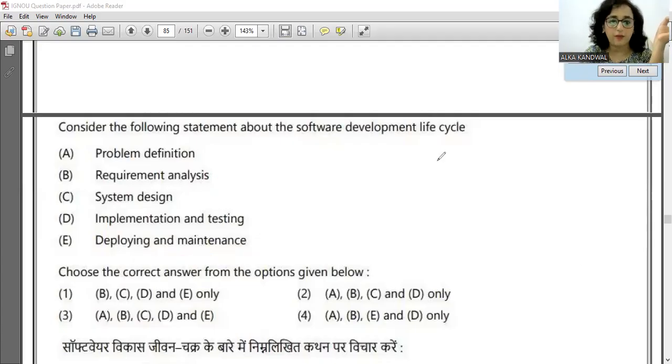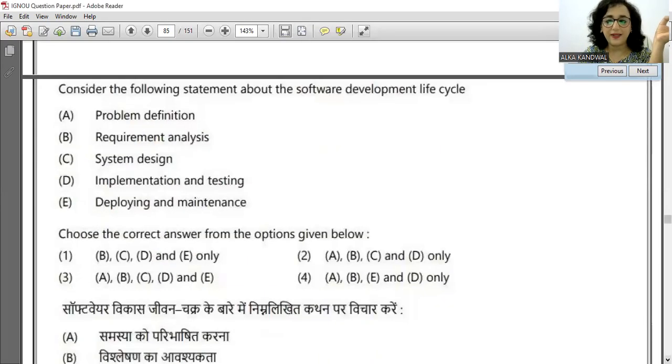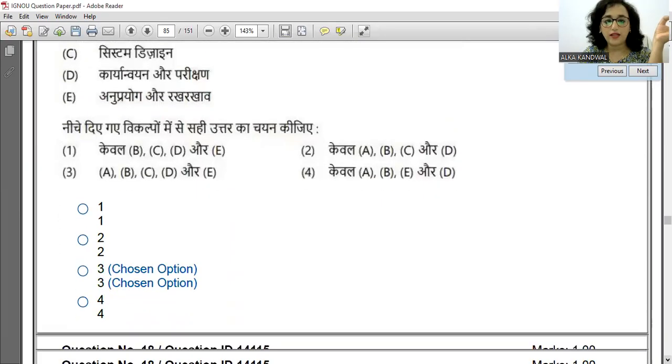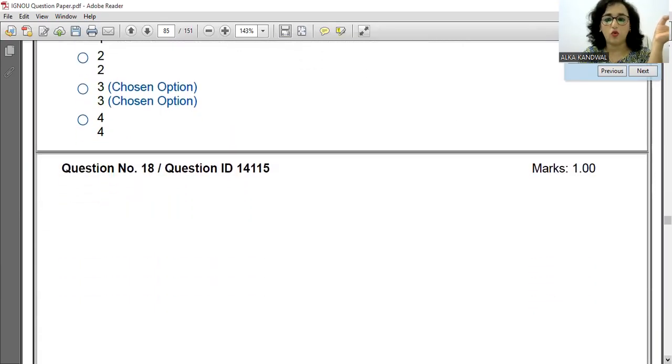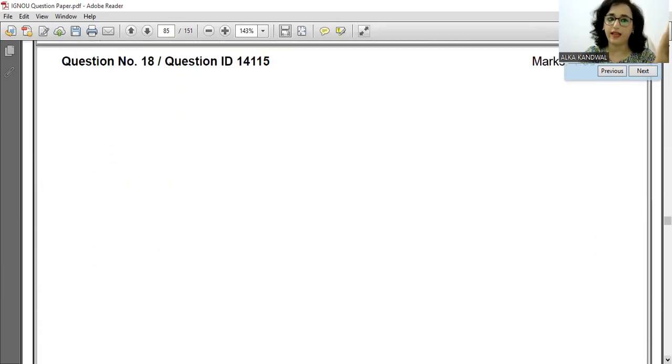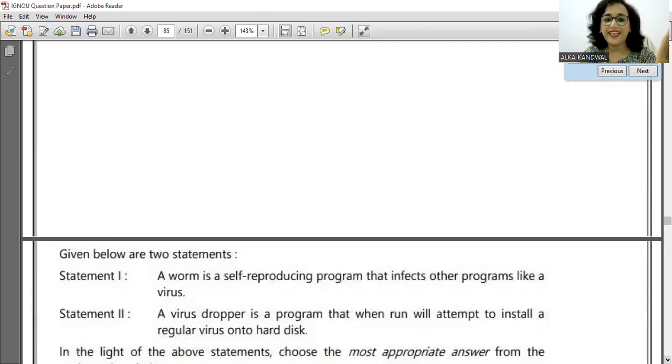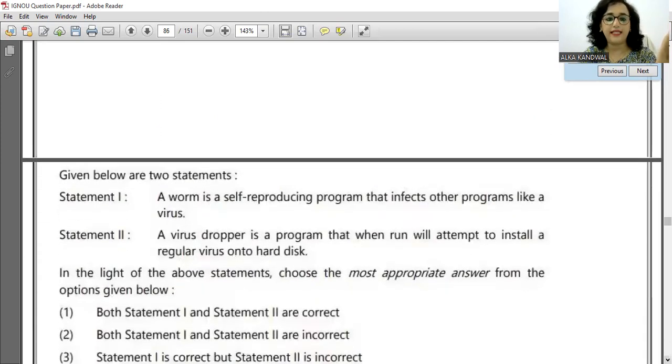So the answer will be A, B, C, D, E. Option 3 will be the correct answer to this question. So that is the answer. So that is, I think, a lengthy session for you all, but the questions are not ending. I want to finish it off today only. Yes. So question number 18 now. Let us move ahead with 18th question.